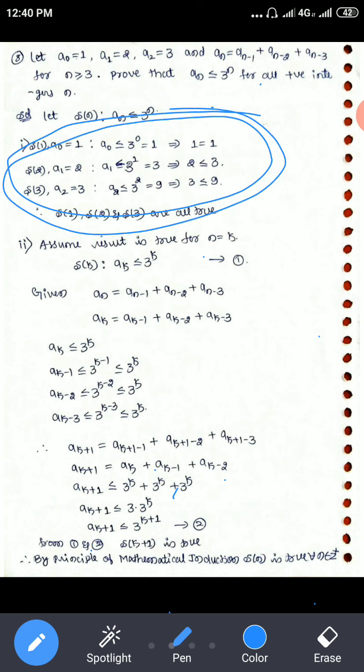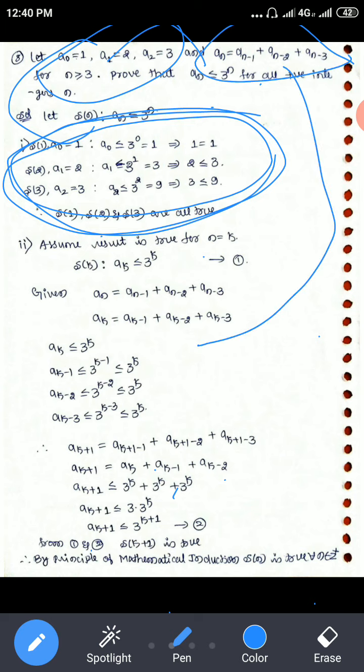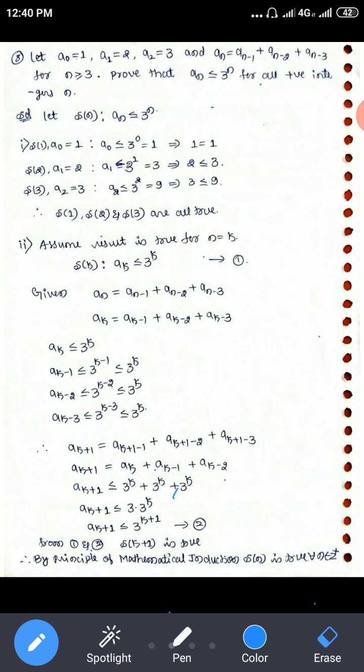In the first thing, I have taken help of this, and to prove the next I'll take help of this. So that is an = an-1 + an-2 + an-3. I'll take n is equal to k: ak = ak-1 + ak-2 + ak-3. Now a(k+1) I want, so k is replaced by k+1: a(k+1) = a(k+1-1) + a(k+1-2) + a(k+1-3). So you simplify.